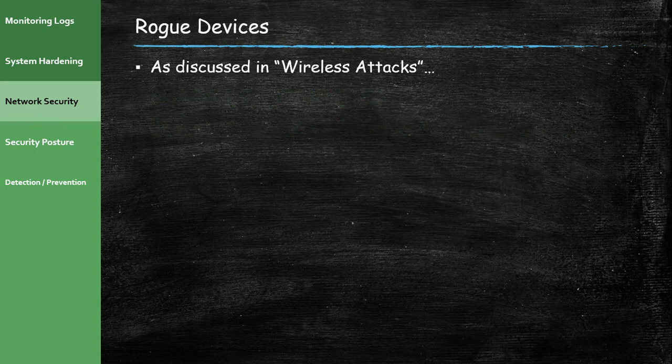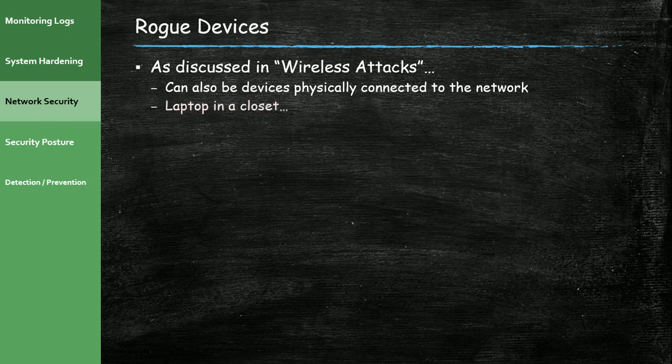We also have to protect against rogue devices. And a lot of the things that we talked about so far in network security, the last 3 topics we talked about for network security and network hardening, have been to protect ourselves from rogue devices. So these can be devices that are physically connected to the network. Great example is a laptop in a closet.